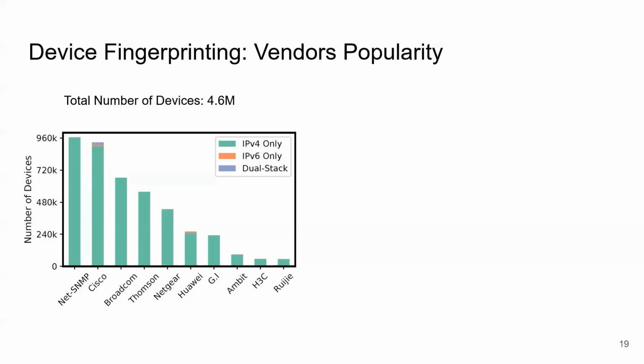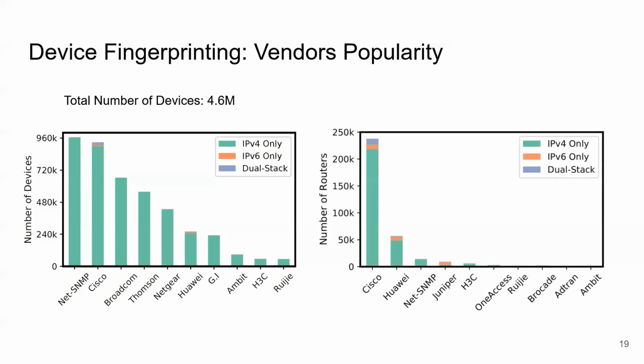Next, we focused on the vendor popularity for SNMP version 3 routers. To identify a device as a router, we check if at least one of its IP addresses can be found in a publicly available traceroute dataset, such as RIPE Atlas and CAIDA ITDK. Overall, we were able to identify more than 350,000 routers. We observed that only 4 vendors cover more than 95% of the routers running SNMP version 3.